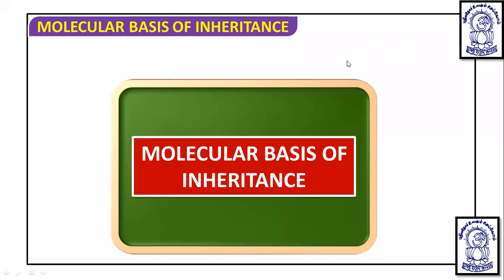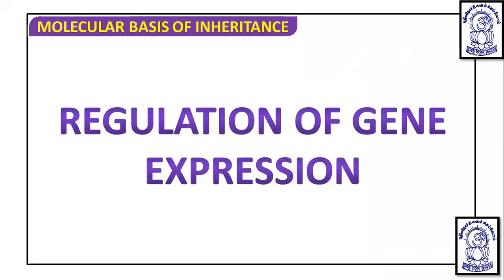Today, in the continuation of the chapter on molecular basis of inheritance, we are going to study one of the interesting topics, that is regulation of gene expression. Dear students, there are approximately 30,000 genes in human DNA, which is 2.2 meters long.